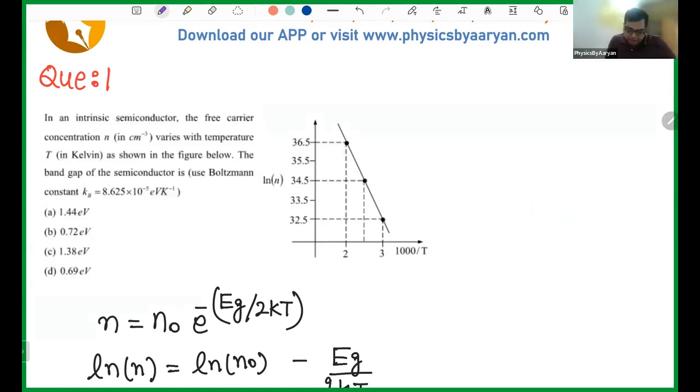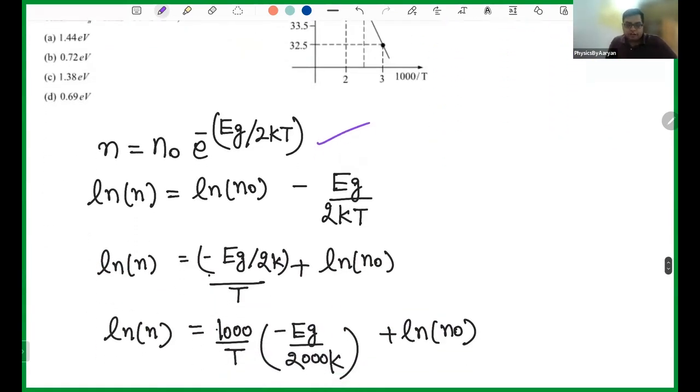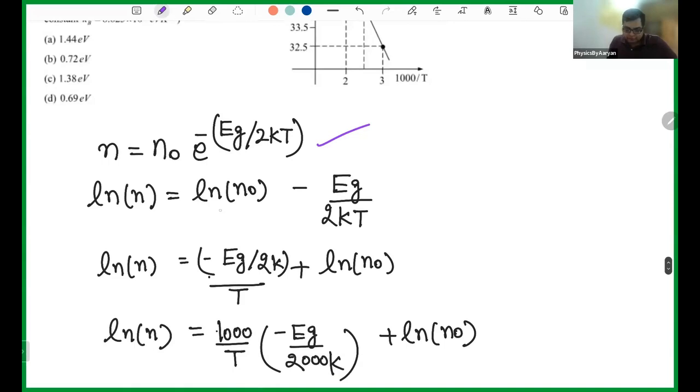Okay, so now we have an intrinsic semiconductor, and free carrier density is given to you as a function of temperature. And they are asking you the band gap. So in an intrinsic semiconductor, I know the charge carrier density, which is Ni. And the formula for Ni I studied is Ni equals N naught e raised to power minus Eg by 2 kBT. So I will bring this formula out. This is Ni. Now if I take log on both sides, I will get log N, and I will get log N naught and minus Eg by 2 kBT.